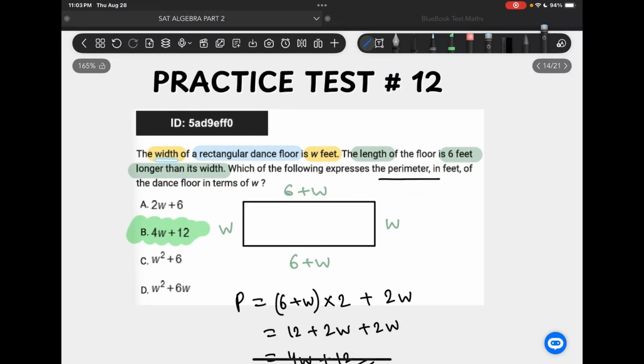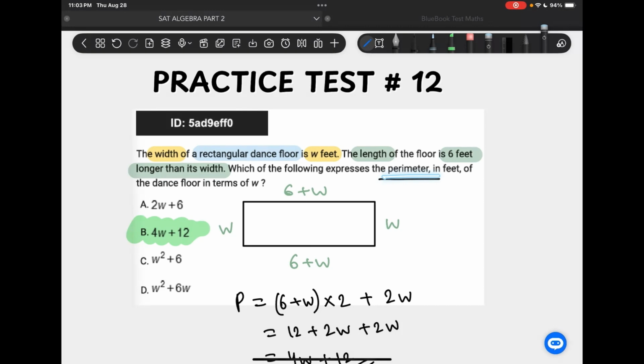So the width of the floor is basically W. So the width is W. And we know this is a rectangular dance floor, so this is the rectangle. And the length is 6 feet longer than the width, which means 6 plus W. Okay. And we're asked to find the perimeter.